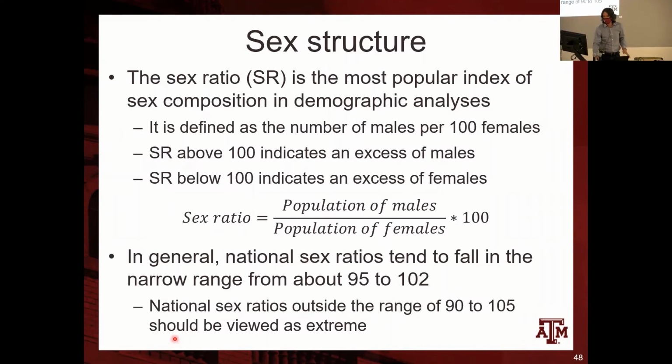If the sex ratio is above 100, we have more males than females. If it's below 100, we have more females than males. Right? So we just get the number of men divided by the number of women, multiplied by 100. And that's the interpretation. Above 100, more men. Below 100, more women. In general, national sex ratios tend to fall in the narrow range of about 95 to 102.